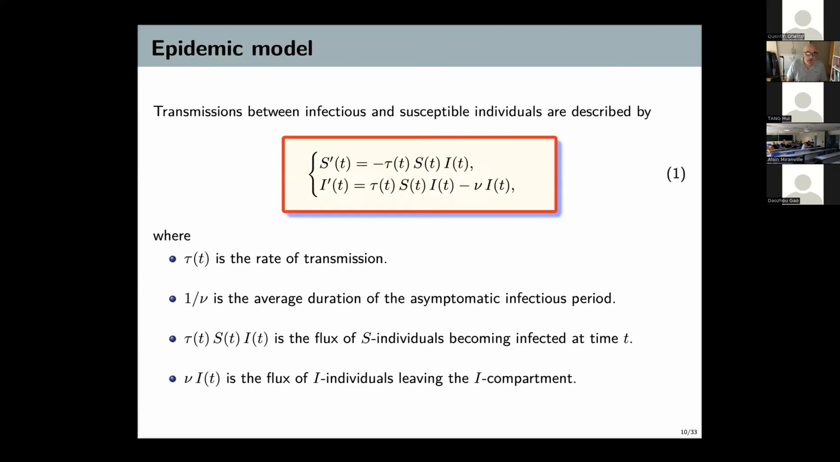So I simplify the model here just to make things very simple. It looks simple, but it's not simple, in fact. So what you have is an SI model, susceptible infectious, and you have a time-dependent transmission rate that you want to identify later on, and you have a recovery rate here. One of the new parameters is the average duration of the asymptomatic infectious period. And this quantity here is the flux of susceptible becoming infected. And this quantity represents the flux at which you leave the state I, okay?